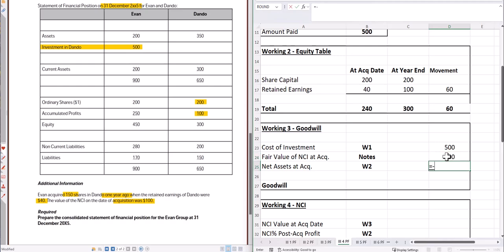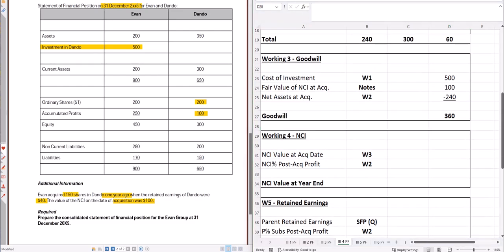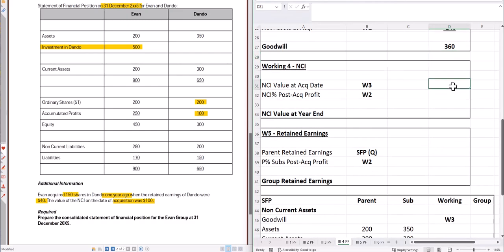Less the net assets at acquisition, which always come from working 2 column 1, means that we have goodwill on the acquisition date of 360. So goodwill is 360, and now we just need our NCI.